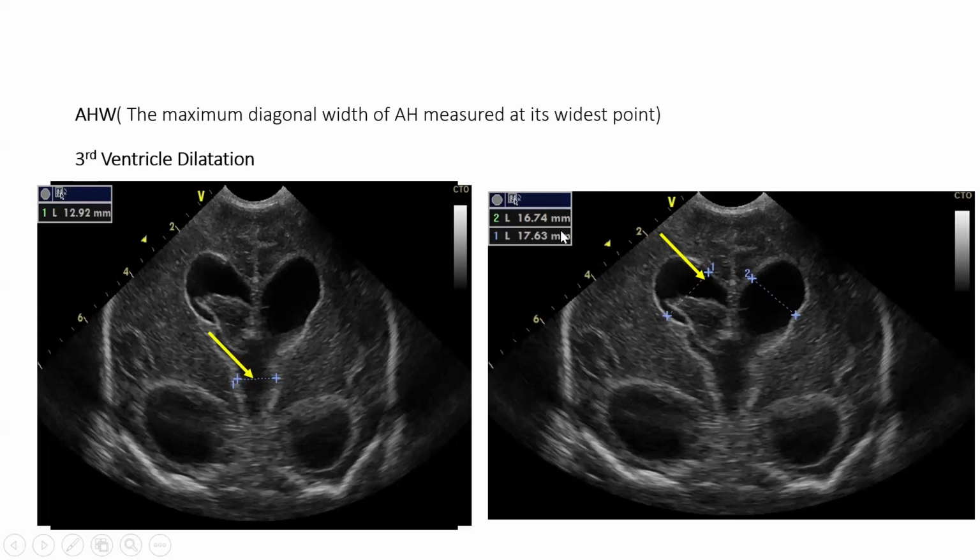So anything more than 6 mm would be your red flag. If you want to calculate the third ventricular dilatation, again in the same view, you can measure the widest point of the third ventricle, and now you can see the number is 12.9. Again, the number is very high. The normal limit would be less than 3 mm.